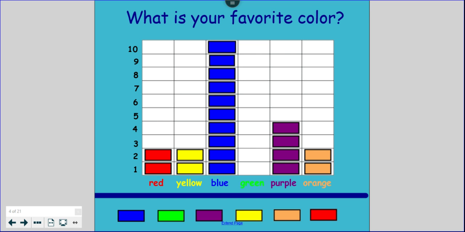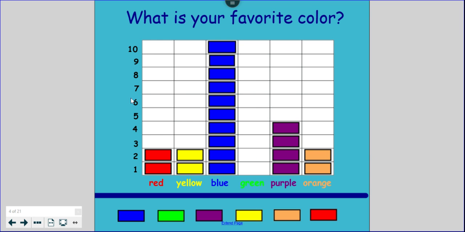A clue is which row is the tallest. Which column is the tallest? I see that blue is the tallest. Without counting, do you know a way to tell me how many people chose blue without counting the rectangles?